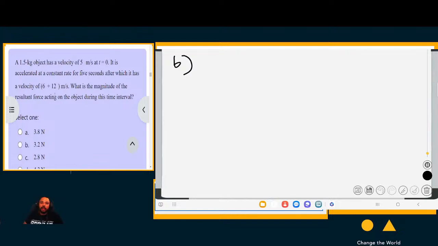In there it should actually be 6I plus 12J, not 6 plus 12 meters per second. This is what it should be. If you are writing this down or looking at it somewhere in the future, please note that. Now they ask us, what is the magnitude of the resultant force acting on the object during this time interval?